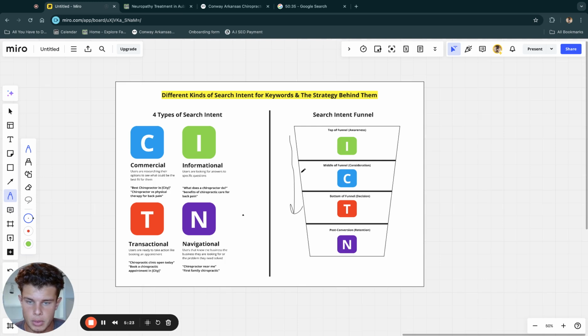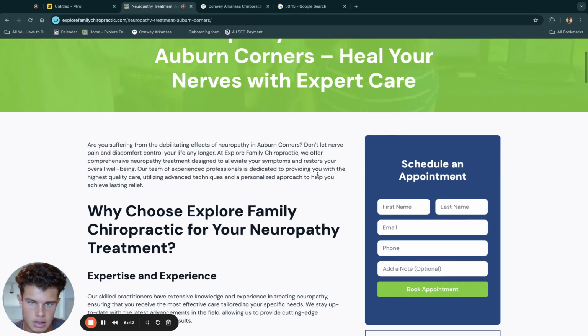Now, why is this so important to have? Because we can have all the content that's tailored around the informational and the commercial, so we can drive all this traffic. But if we don't have anything that pinpoints those users or potential patients to take action or make a decision, like these pages, then it's not going to work.